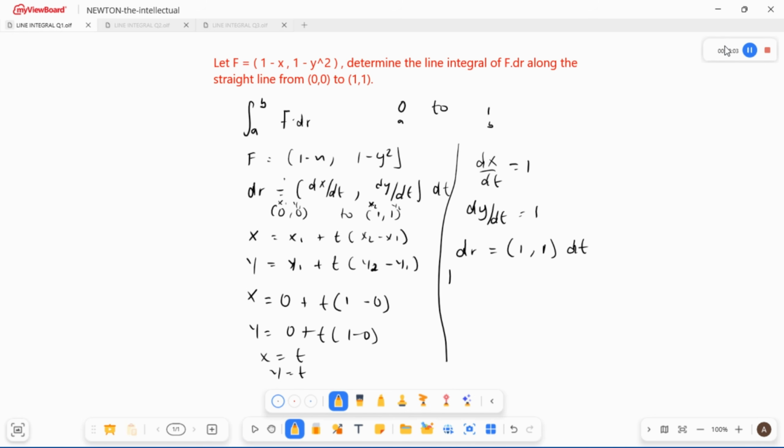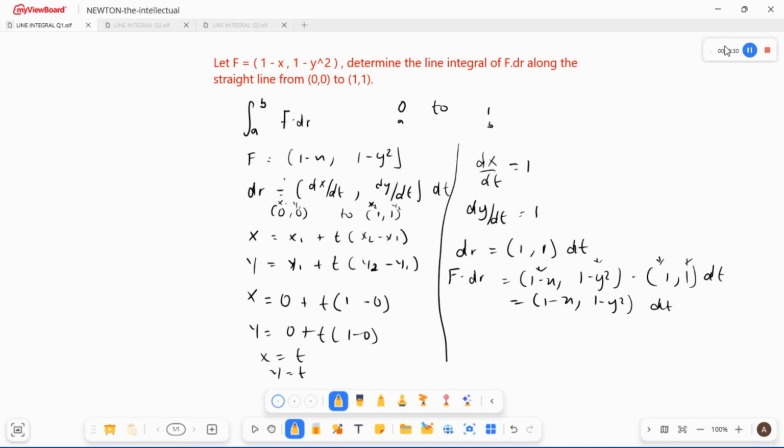So now we can find the dot product of f and dr, which is going to be 1 minus x, 1 minus y squared, multiplied by 1, 1 dt. With this dot product, the first term here, 1 minus x, multiplies the first term here, and the second term here multiplies the second term here. That's all. 1 minus x times 1 gives us 1 minus x, then 1 minus y squared times 1 gives us 1 minus y squared, and we have our dt.